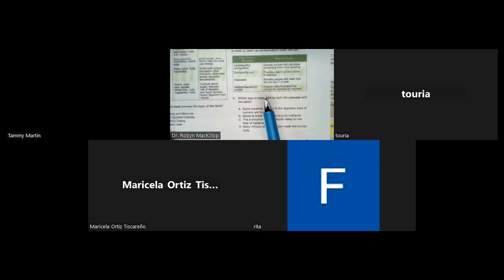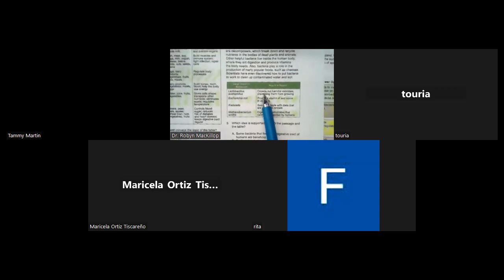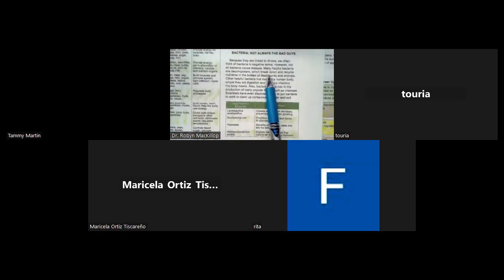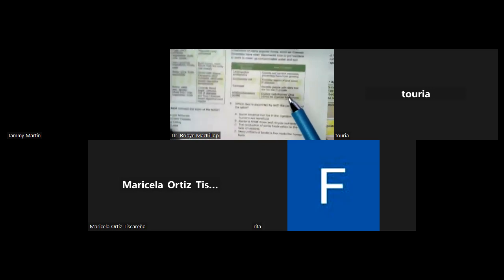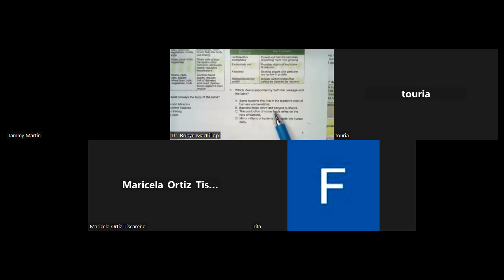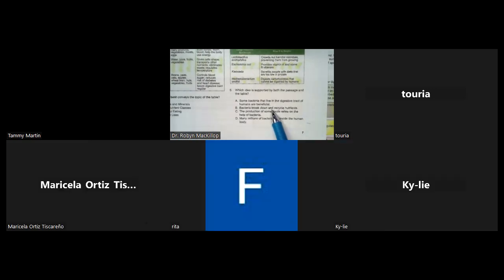Which one is going to cover this and this? And this paragraph basically says what bacteria do. Is it the B? Bacteria break down and recycle nutrients. They absolutely do that. A. Is there one that might be a little bit better? A. Yeah, A is it.